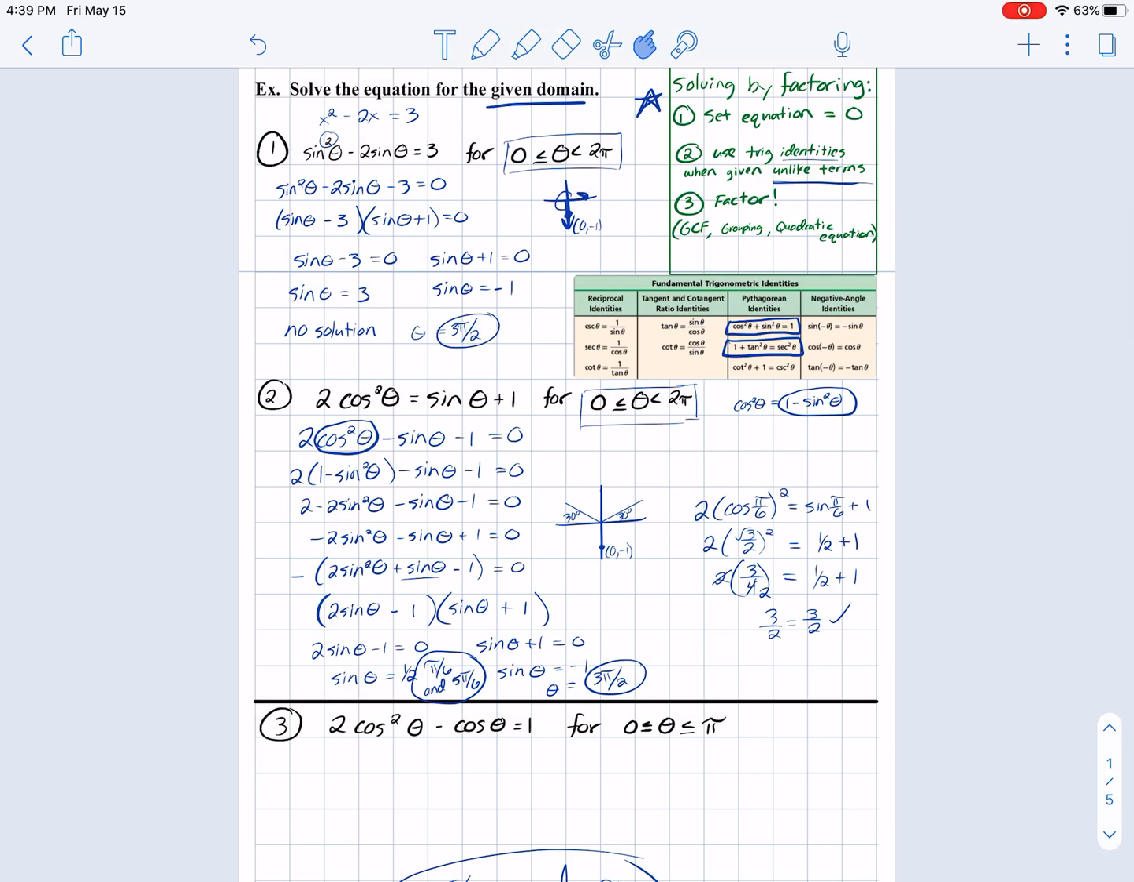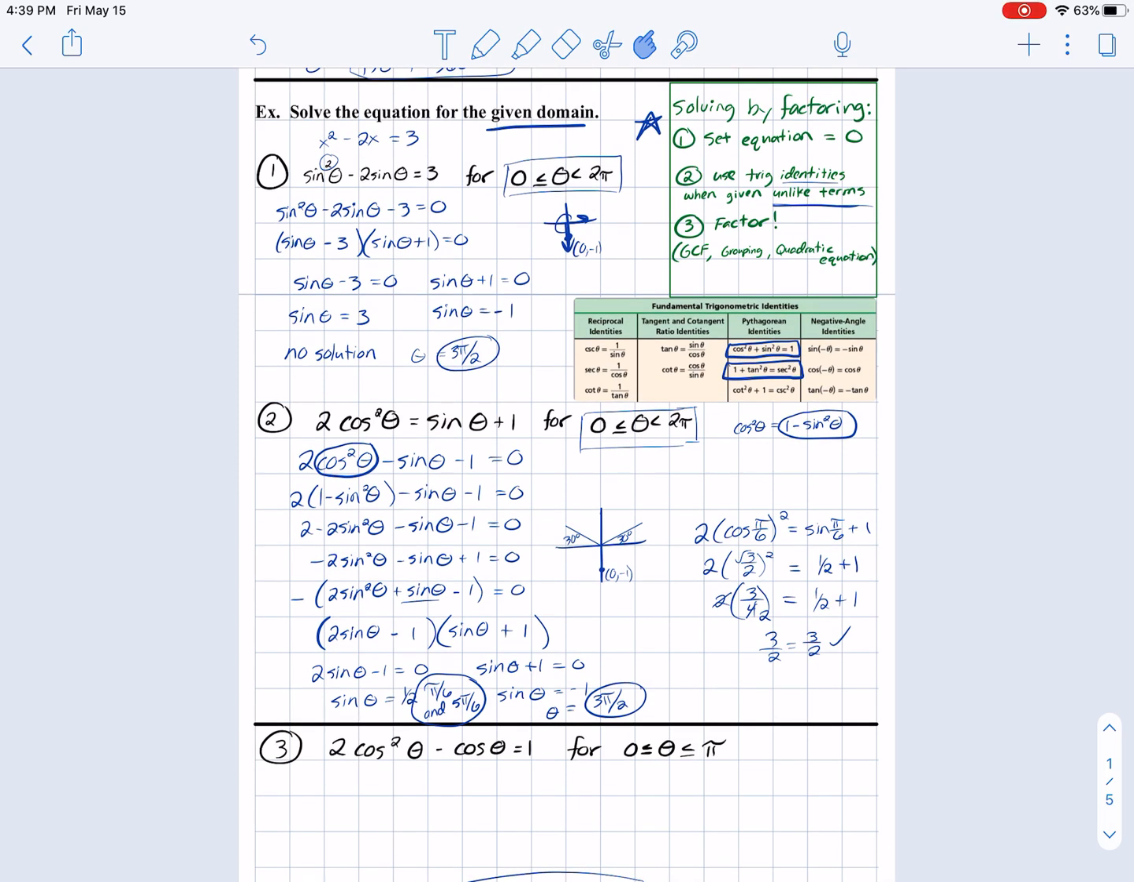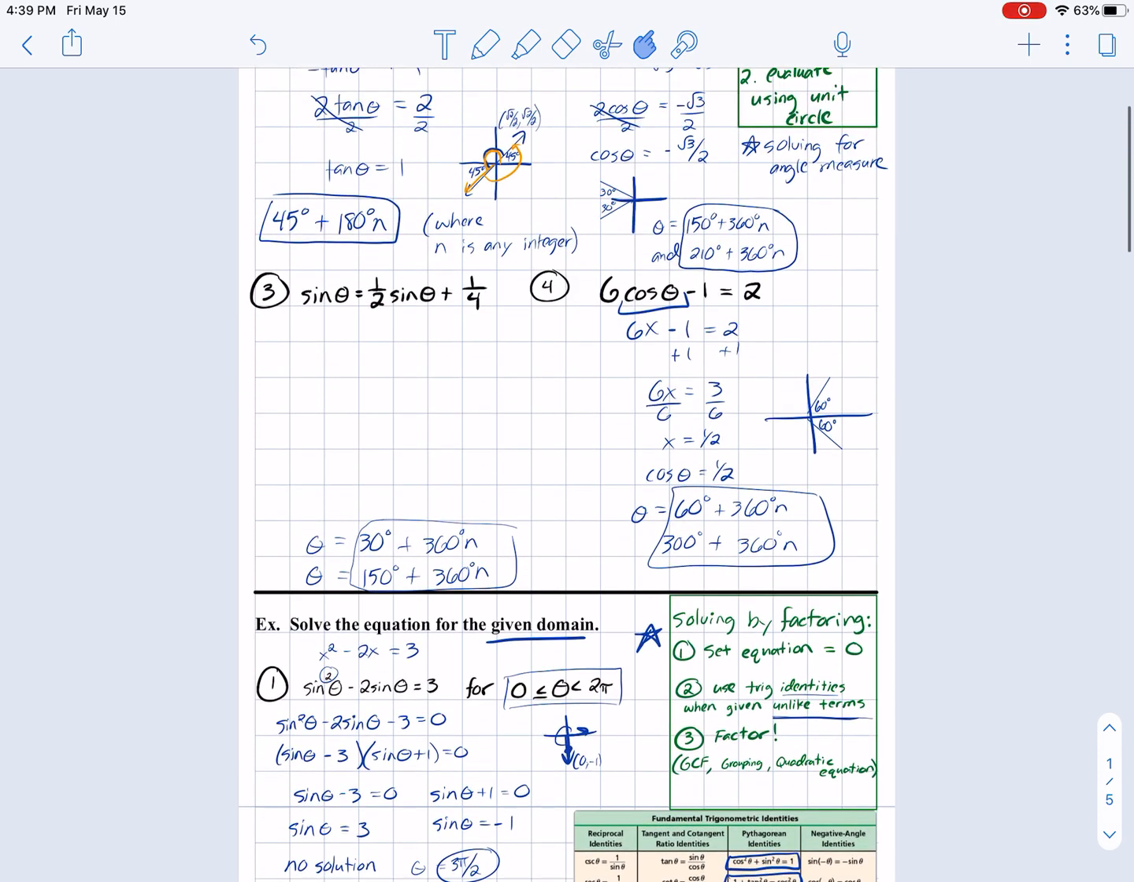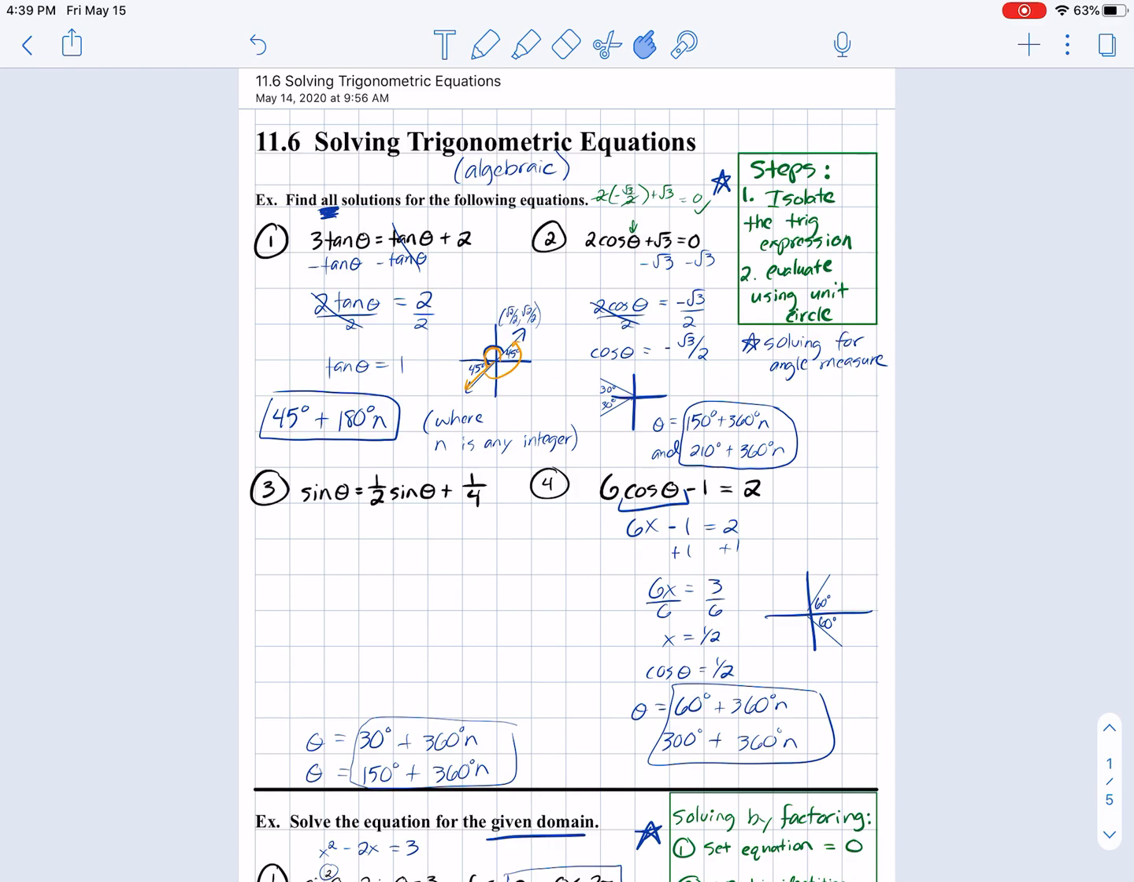Okay. Don't forget to use these trig identities when you need to get like terms. Don't forget your reference angles, and we can go over any questions you guys have during the Google Meet. Good luck.